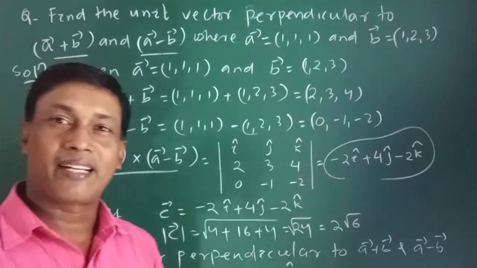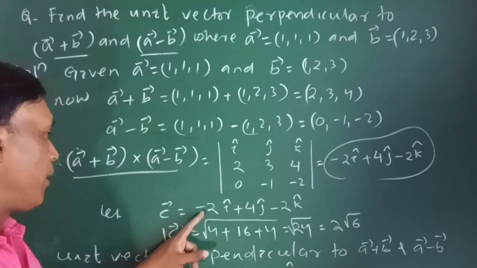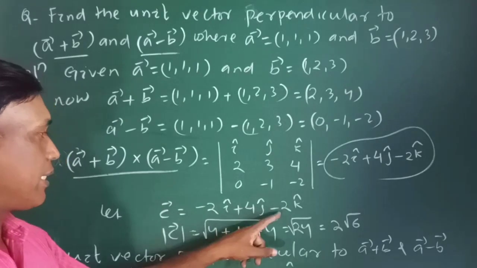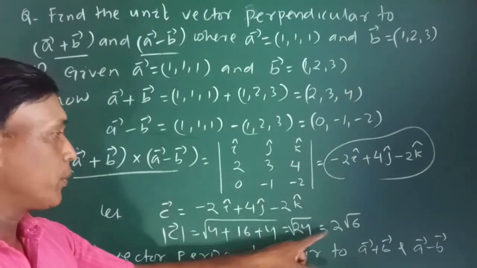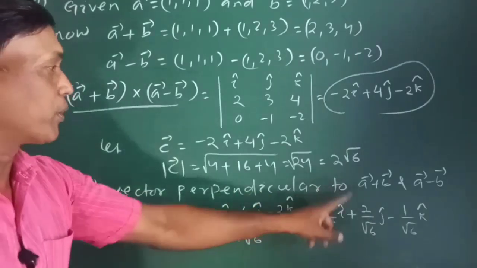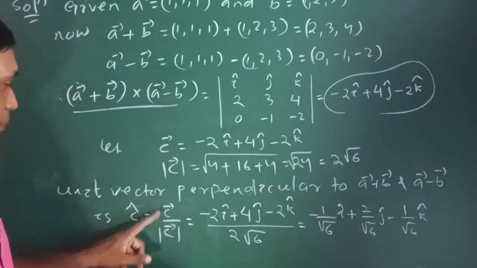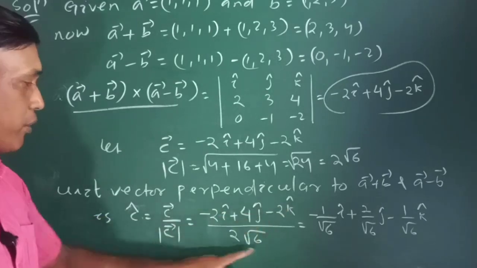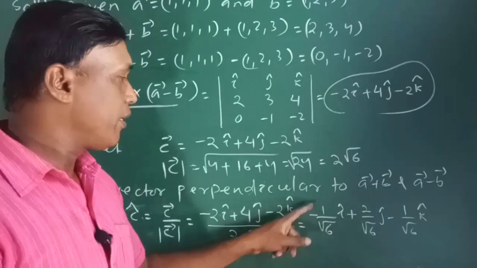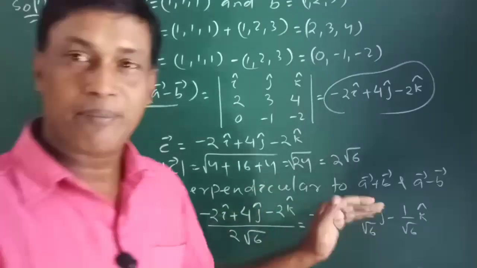In order to find that unit vector of C vector, first find the magnitude of C. The magnitude of C is minus 2 squared is 4, plus 4 squared is 16, and 4, so root over 24, which is 2 root 6. The unit vector perpendicular to both A plus B and A minus B is the unit vector of C, that is C cap, C vector by magnitude of C. Dividing 2 root 6 on every component, you will get that vector is minus 1 by root 6 i cap plus 2 by root 6 j cap minus 1 by root 6 k cap.